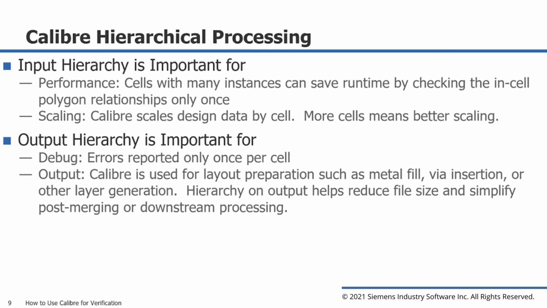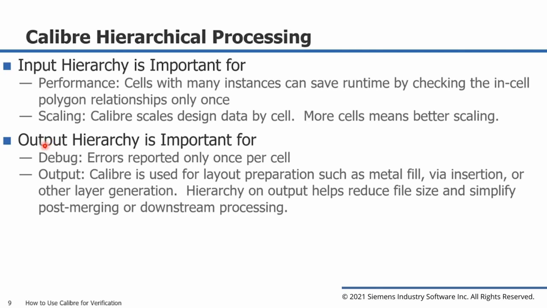Calibre hierarchical processing. Calibre recommends hierarchical design. It is important for performance and to save runtime. As an input, hierarchy is important for performance, as cells with many instances can save runtime by checking the in-cell polygon relation just once. And it scales well as well. Calibre scales design database by cell, which means more cells means better scaling.